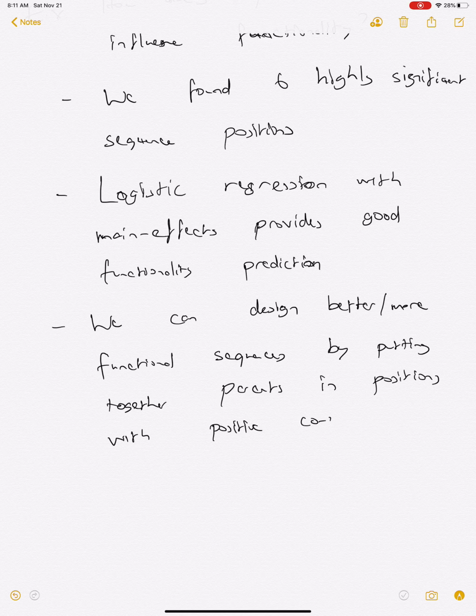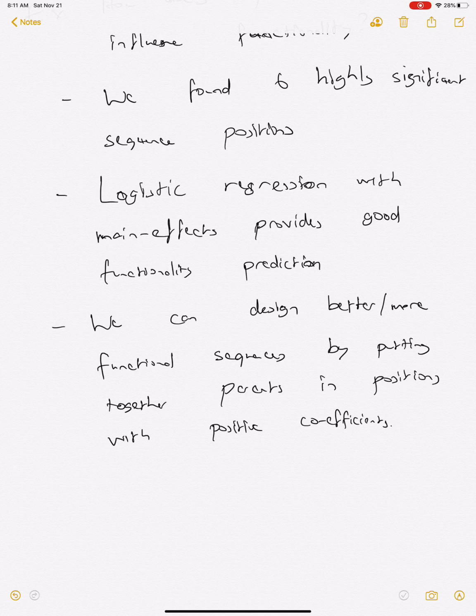with positive coefficients. And this is another really important point. Sometimes the most significant variables actually correspond to negative coefficients, and so interpreting the difference between positive and negative coefficients is really important. A negative coefficient here means that if that parent appears in that position, you're likely to decrease functionality, whereas a positive coefficient means that you're likely to increase. So you really want to be picking the changes that are going to make positive changes, not the changes that are going to make negative changes.